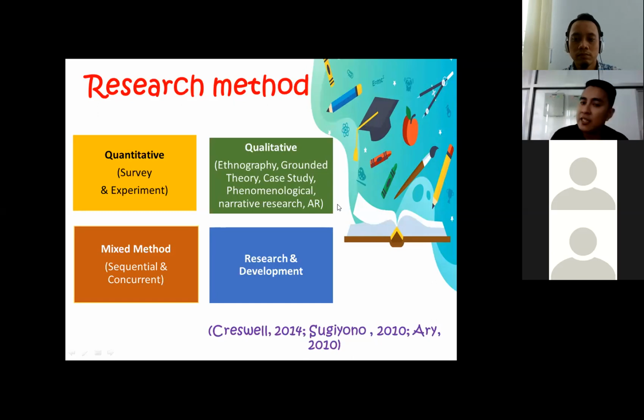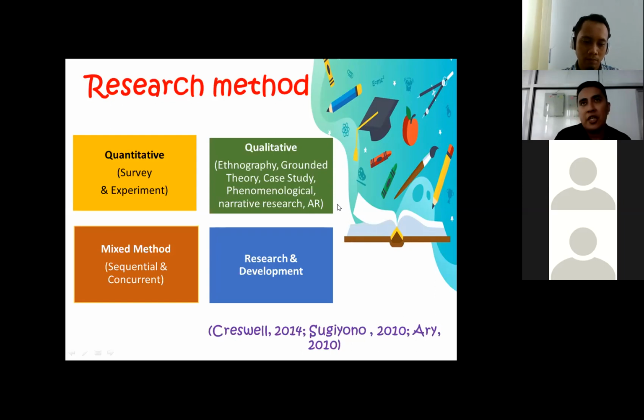And phenomenological, of course, but to be honest, I never do phenomenological, but it's like the informant as the main source. For example, we conduct research on COVID-19. So the main informant is the people who have COVID-19 disease. And narrative research. So if you want to conduct research on finding out a figure, tokoh, atau biography, you can do narrative research. And the last part is action research.